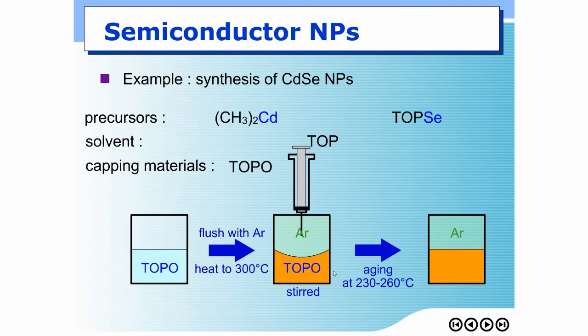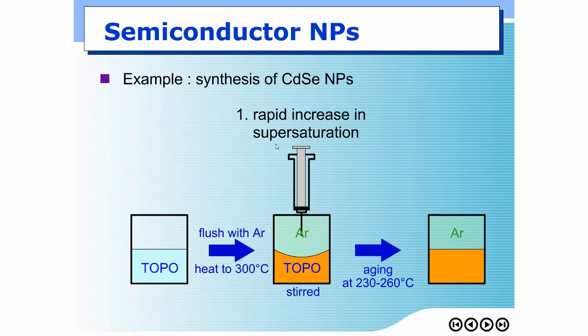Once the reaction is done, we will take second steps by reducing the temperature down to maybe 250 for what we call aging. Okay, and aging will be kept for quite long period of time. So the first step is rapid increase in supersaturation, as I explained. Okay, this is increase in supersaturation, initiate nucleation, and followed by growth. Alright, this step is aging, so that Oswald ripening would occur.